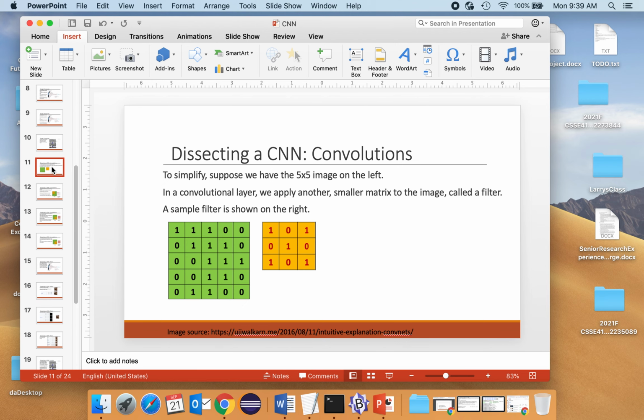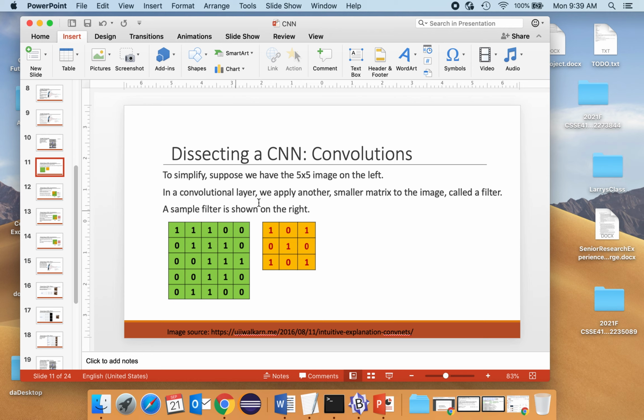So how does that work? Let's dissect one of those things. This is a very, very simplified input image on the left. It's 5 by 5, and it's a black and white image if you wish. 1 is a black pixel, 0 is a white pixel. Again, very much simplified.